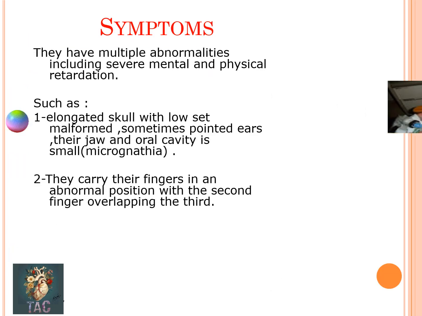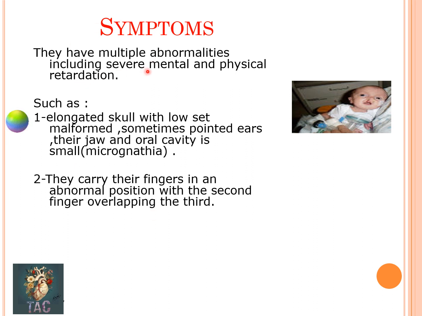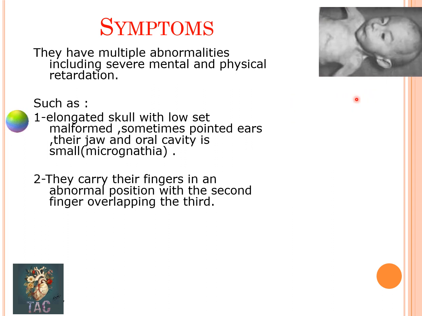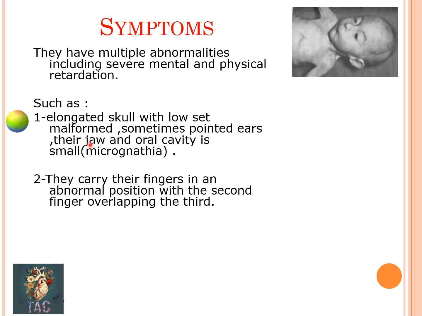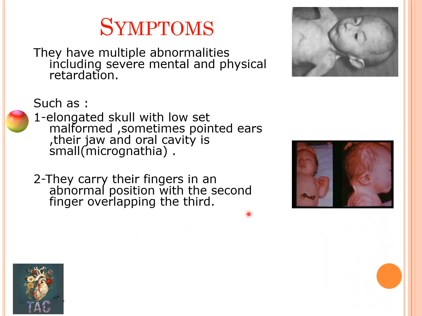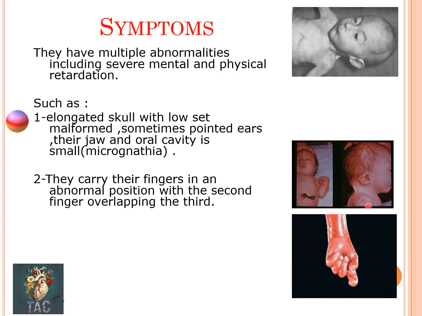The children have abnormalities including severe mental and physical retardation. They have an elongated skull, malformed extremities, and sometimes pointed ears. Their jaw and oral cavity are small. This is micrognathia, meaning underdevelopment of the mandible. They carry their fingers in an abnormal position, with one finger overlapping the other. In this diagram you can see the low set ears as well, and again the micrognathia over here.